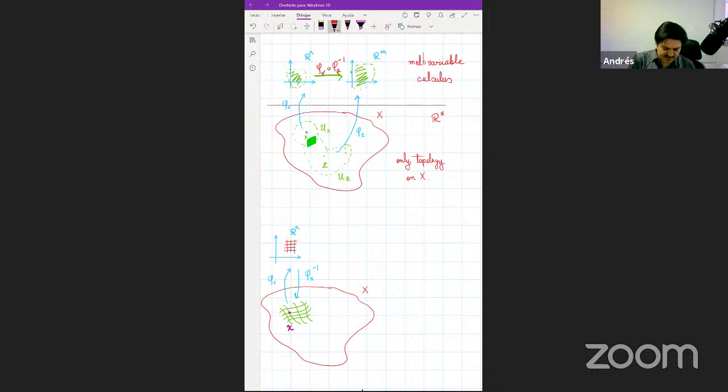In Euclidean space, you have the standard Cartesian coordinates. So you can always think of this map like giving a local parametrization of X. Okay? So if you are moving here, under this function, maybe you are moving here. If you are moving here, that means you are moving here. Right?